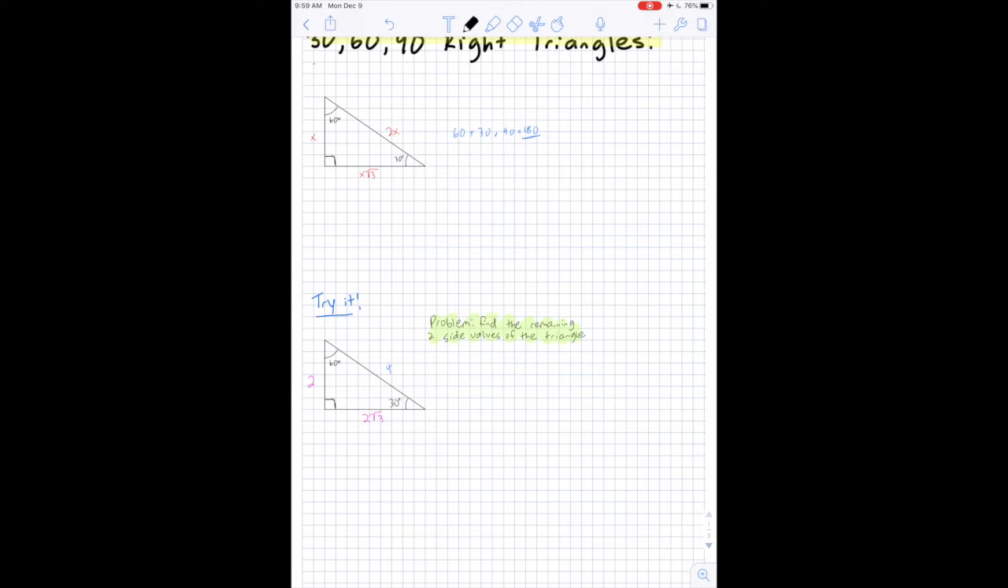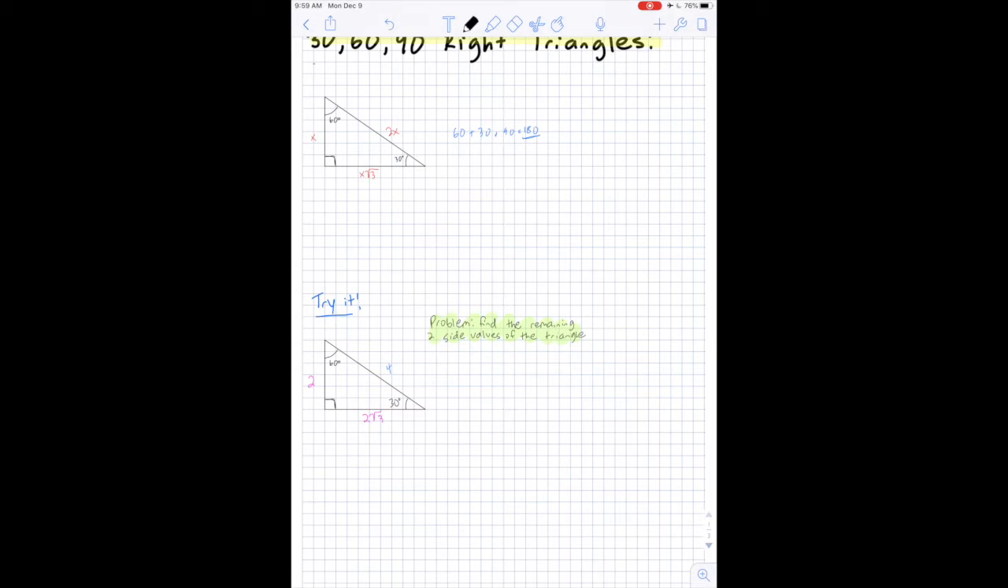And then we had to find x based off of what we were given in the problem, right? We were given the side value of 4. Well, we know that the ratio of the hypotenuse in a triangle is going to be 2x. We set 4 equal to 2x. We solve for x, right? So we might not always know the exact values, but we know the ratios.